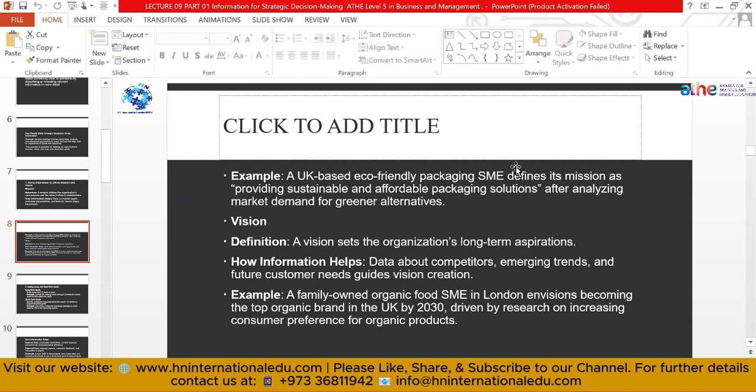How does the information help? Data about the competitors, emerging trends, and future consumer needs guides vision creation. That is what your peers are doing in the industry. We're going to take the motivation from them. Once the motivation is there, then definitely there is room for creative thinking, that is, innovations too. For example, a family-owned organic food SME in London envisions becoming the top organic brand in the UK by 2030, driven by the research on increasing consumer preferences for organic products. So basically, what is the vision? What is demanded by the consumer, you have to make and produce the products and services accordingly.